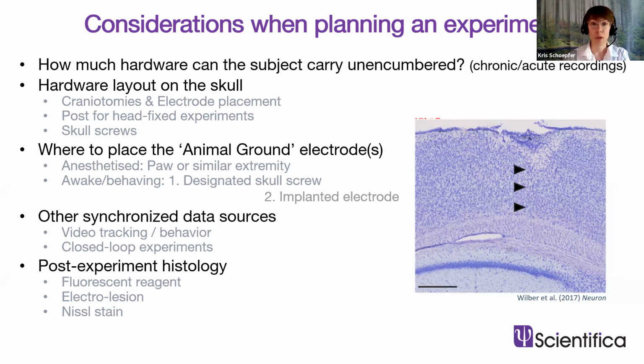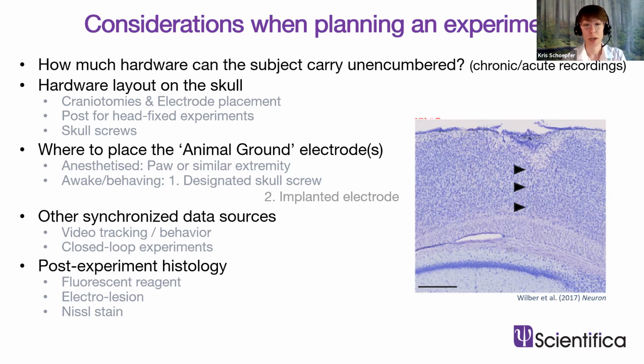But for chronic implants, so folks that do awake, freely moving, there may be a designated skull screw that's soldered to a pin that's set as a designated ground. And there may be an implanted electrode that is also serving as a designated animal ground. This is to complete the circuit, close the circuit.